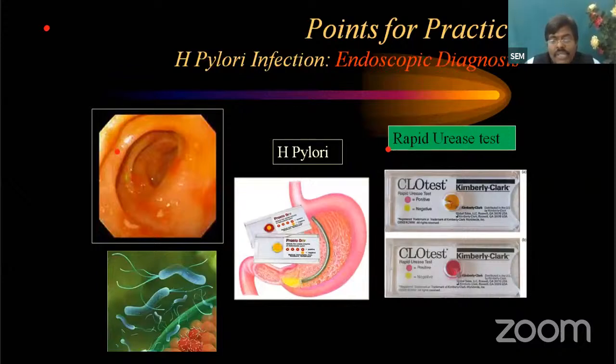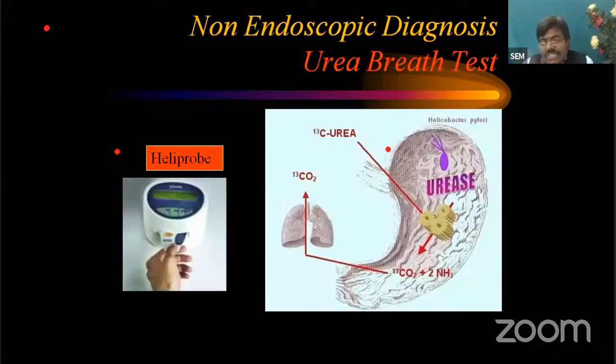So a rapid urease test needs endoscopy, which is an invasive investigation, whereas the urea breath test is a non-endoscopic, non-invasive test, very, very important. What is it? You just give the patient a radiocarbon tagged urea, a carbon tagged tablet, or ask the patient to take a drink. So this carbon 13 tagged urea, when it goes here, imagine it is in the presence of urease enzyme. If H. pylori is present, it'll produce ammonia, of course, because of the urease enzyme.